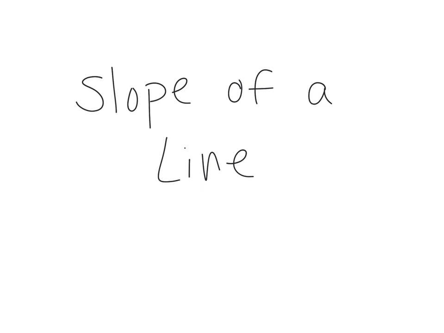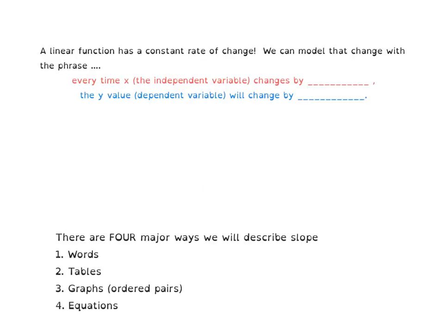Today we're going to talk about the slope of a line. So we know a line, or in other words, a linear function, will always have a constant rate of change, and that's the most important thing about a linear function. Now we can model that change with the phrase that I've listed below. Every time we see x do something, we should see y always do the same thing.